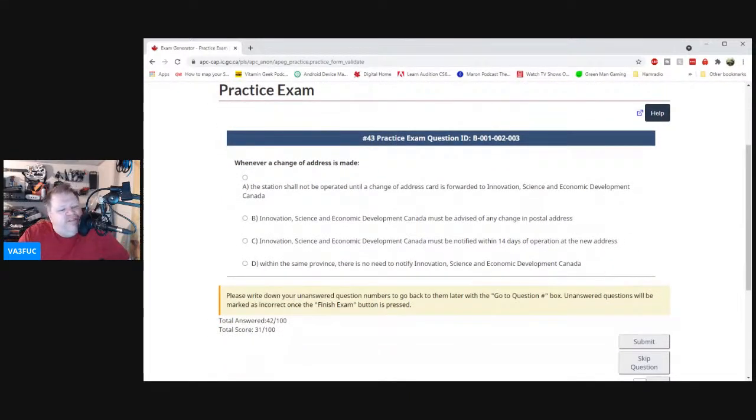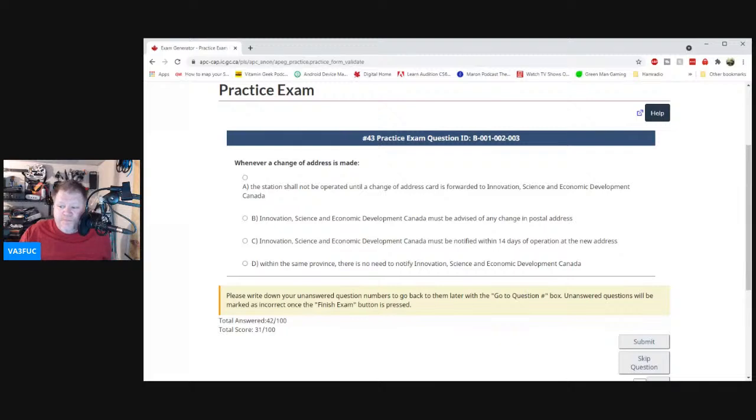Whenever a change of address is made, the station shall not operate until the changes of address are forwarded to the Institute of Science and Technology. They must be advised of any change in your postal address. You must notify them within 14 days of your new address. Within the same province, there's no need.